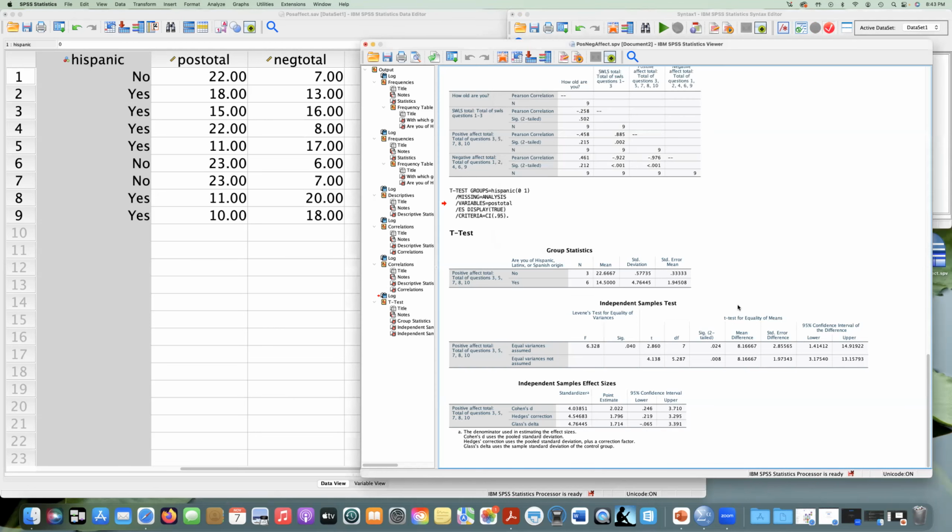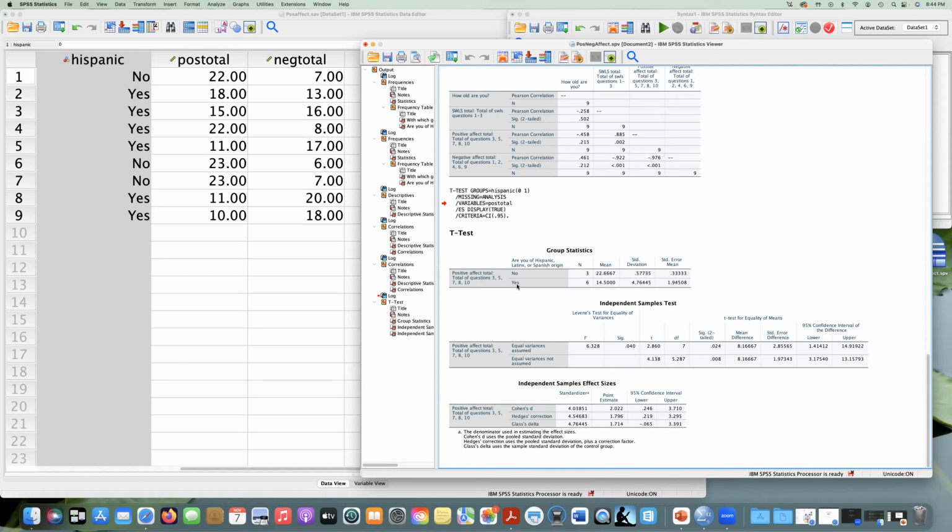So let's interpret this. We can see here that this is the row for no, not of Hispanic, Latinx, or Spanish origin. We had 3 people who identified as no. Our mean for positive affect was 22.67. Our standard deviation was 0.58, and our standard error of the mean was 0.33. So that's not very many people. This is a really small sample.